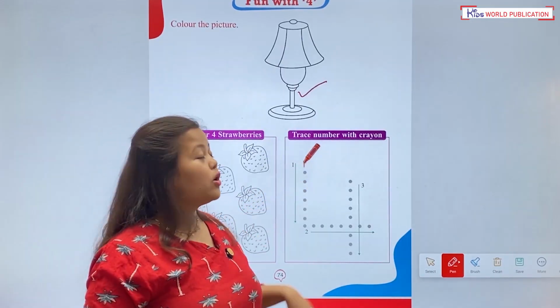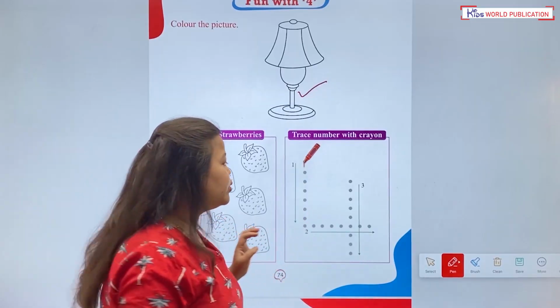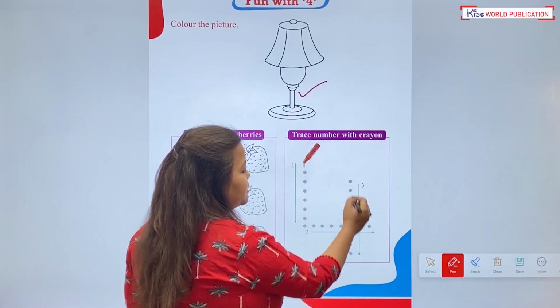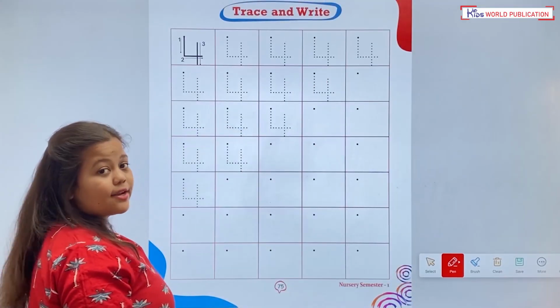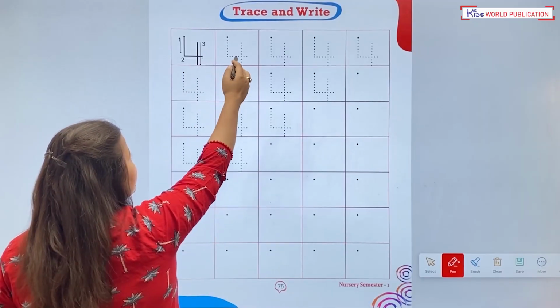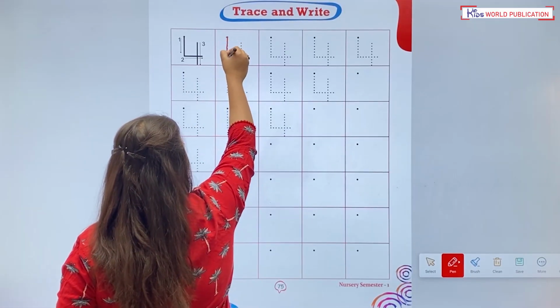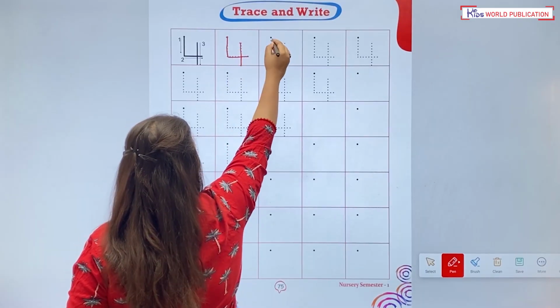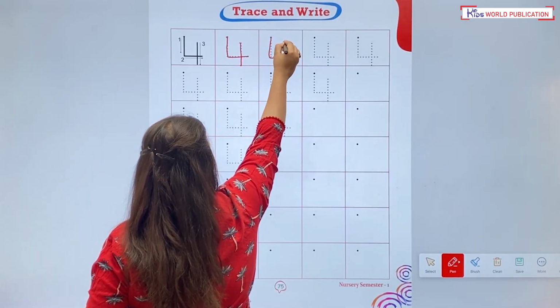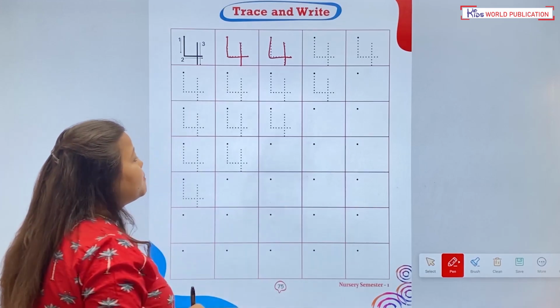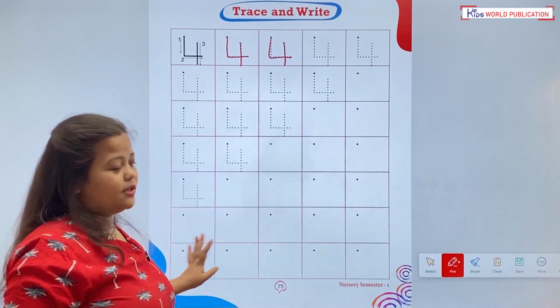Trace number with crayon. So kids, with the help of crayon, you will trace the given number 4. Trace and write. So kids, you will trace the given dots and complete the number 4 like this. This is how you will complete the number 4 on the given page.